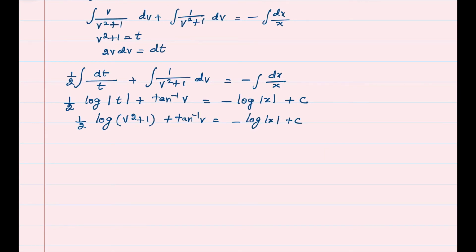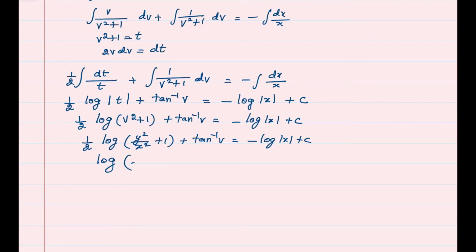Let us substitute for v. v is y by x, half log of y square divided by x square plus 1 plus tan inverse of v equal to minus log of absolute value of x plus c. We will multiply throughout by 2. Log of LCM here is x square, y square plus x square. We will bring that log term to this side, it becomes plus and we are multiplying by 2.